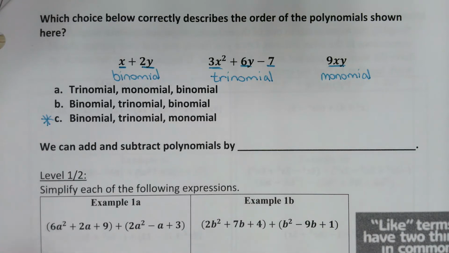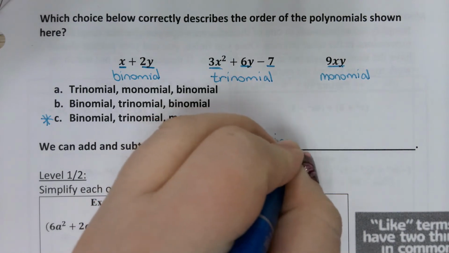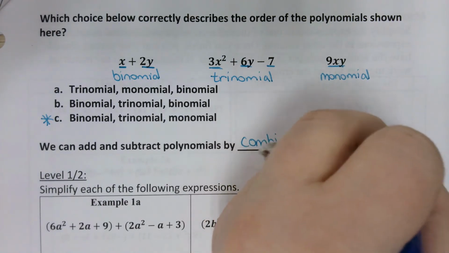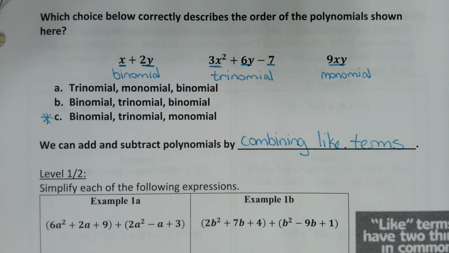Now, how do we actually add together different polynomials or subtract different polynomials? We do that by using something that we learned last year called combining like terms. So we are going to line up our like terms, and remember like terms have to have the same variables with the same exponents. So we'll line up our like terms, one underneath the other, and can add those or subtract those together. And that will leave us with our new polynomial.